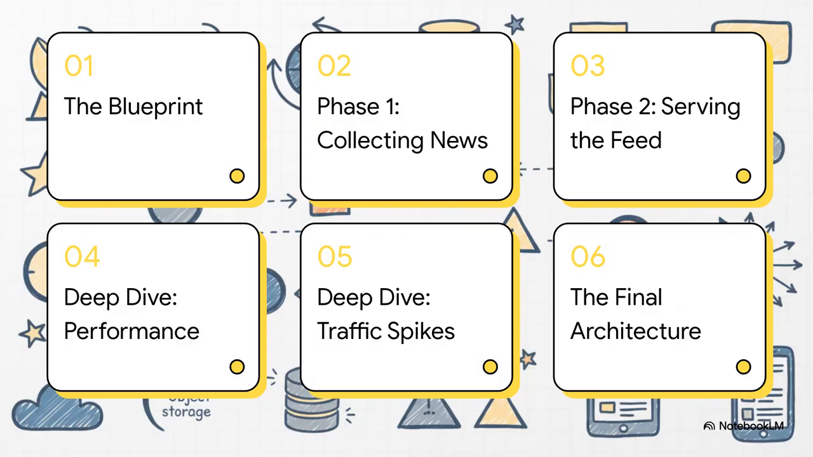So here's our game plan for today. We're going to start with the blueprint, laying down the core rules. Then we'll build the system in two big phases. First, figuring out how to collect all the news, and then how to serve it up. After that, we'll do a couple of deep dives, really stress testing our design for performance and those crazy traffic spikes before we pull it all together and reveal the final architecture.